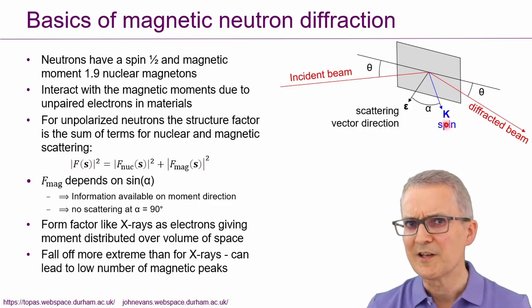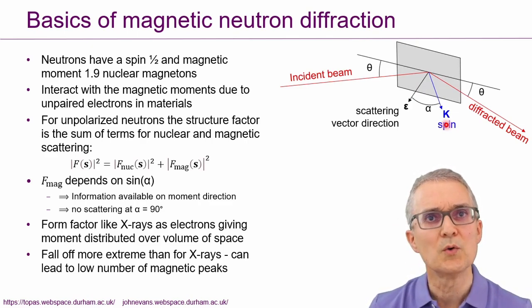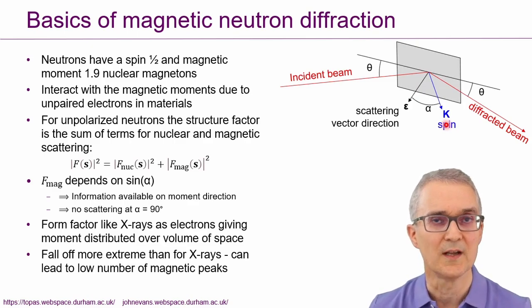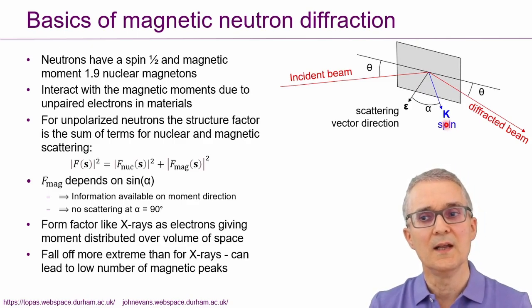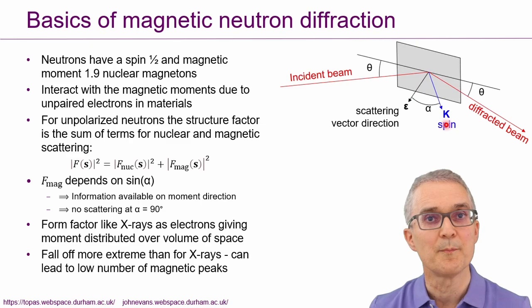If you remember, in an X-ray experiment, what's causing the form factor, what's causing the decrease in intensity with 2 theta is X-rays being scattered from different parts of an atom.